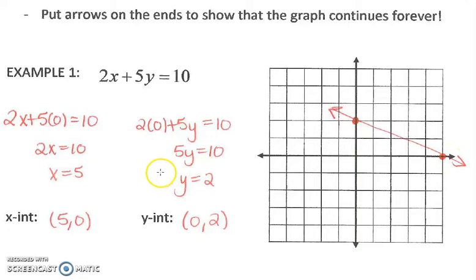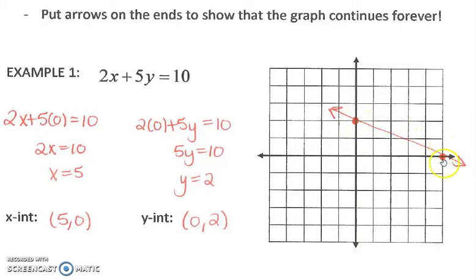Now, when you find the y-intercept, you plug 0 into x. So it's 2 times 0 plus 5y equals 10. 2 times 0 is 0 plus 5y equals 10. 5y equals 10. And then divide each side by 5, y equals 2. So if you want to find the y-intercept, you plug 0 into x and then solve for y. So that's how you get 0, 2. So you go over here and put the dot where 0, 2 is.